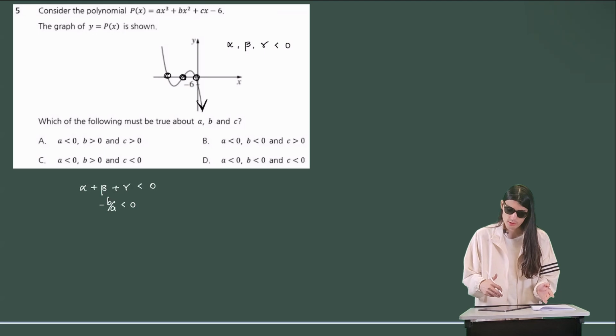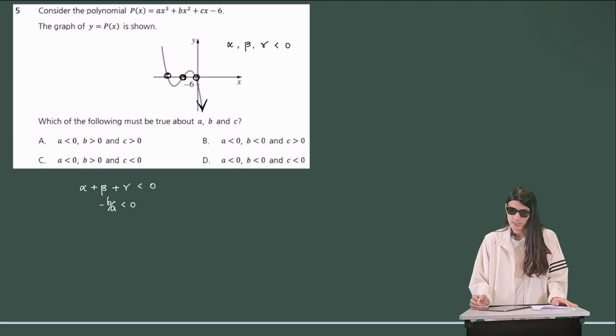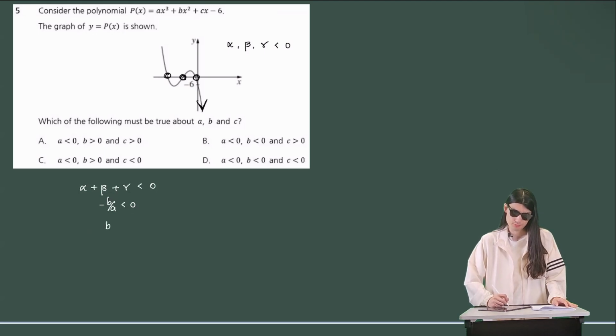And in fact, if you look in the options A, B, C, and D, every single one of the options says that a is negative. So knowing that a is negative in this inequality, well then b should also be a negative value, shouldn't it? Should also be a negative value.